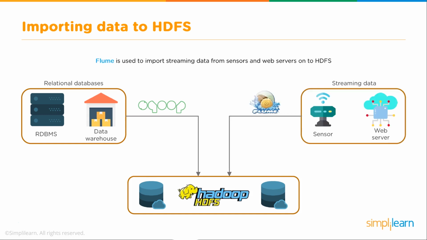Flume is used to import streaming data from sensors and web servers onto the HDFS. And you can see web server, you can see sensor, streaming data. This would be usually your non-SQL, your Twitter accounts, your social media. These are things that don't fit into a neat column and row setup a lot of times.